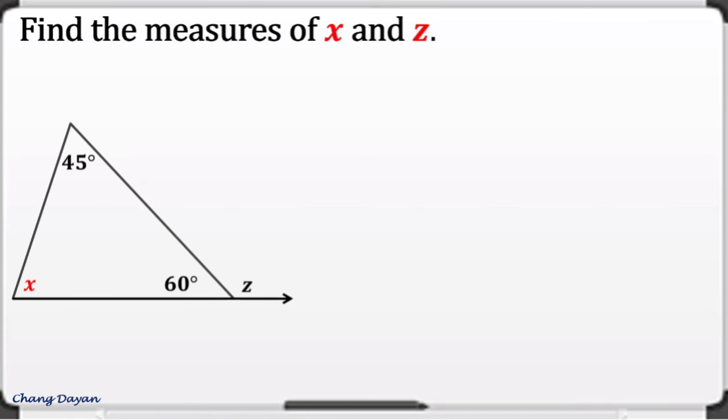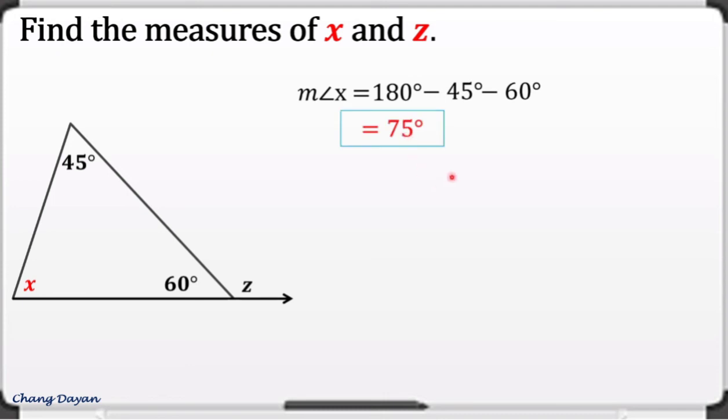Okay, let us find out the measures of X and Z. So, I have here the given 45 degrees and 60 degrees. And we have to find X and Z. So, let's find first the measure of X. We can't get Z right away because we don't yet know one of the remote interior angles. So, as you all know, the measure of a triangle is 180 degrees. So, we just subtract 45 and 60. And we'll get 75 degrees.